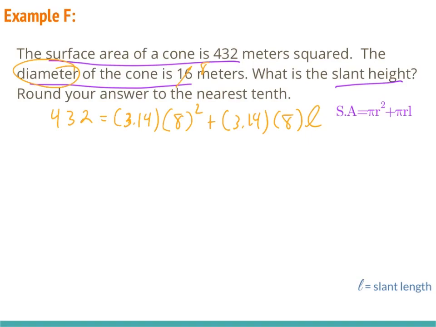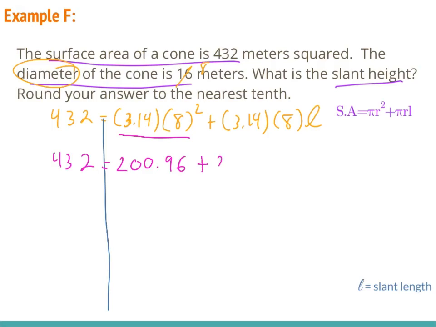All right, now we're going to work the order of operations and do everybody's favorite thing, solve equations. So let's start by multiplying these all together. So we got to remember to use our exponents first. So 8 times 8 is 64. 64 times 3.14 is going to give us 200.96. Remember, this is all going to be equaling 432 when we're done. And then we have to multiply the other side together. So 3.14 times 8 times L is going to be 25.12 L. Again, we don't know what L is. That's what we're doing here.